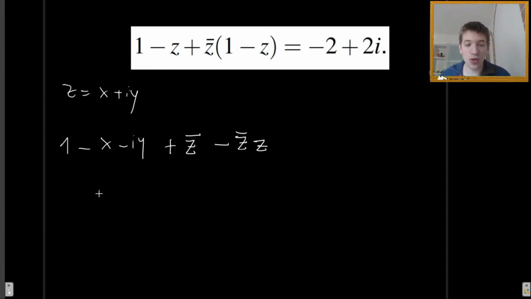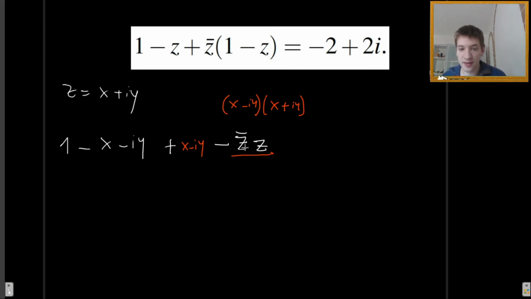Now let's say you don't know the properties or you forgot about them. Well, z conjugate, this is something you have to know, so we are just going to replace it. This is going to be x minus iy. But what about this part right here? This is x minus iy times x plus iy. So if you don't remember the property that concerns this product, you just write it like this and you multiply.